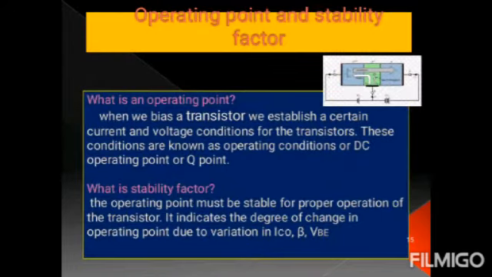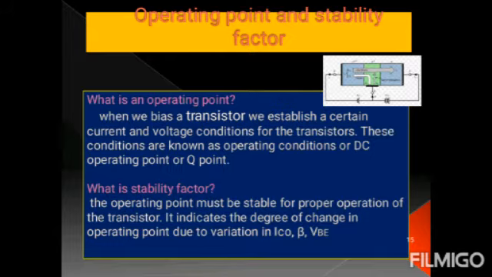For that only, we are making the Q point, the operating point, stable, and it should be fixed in the center, the middle of the load line. What is an operating point? When we bias a transistor, we establish a certain current and voltage condition for the transistor. These conditions are known as operating conditions, or the DC operating point, or the Q point.